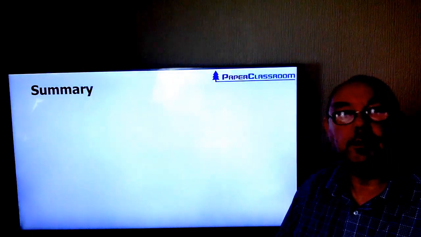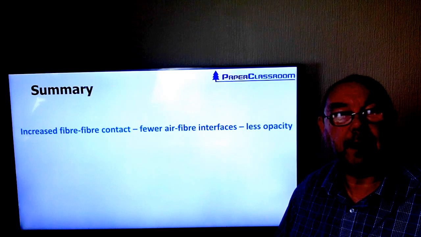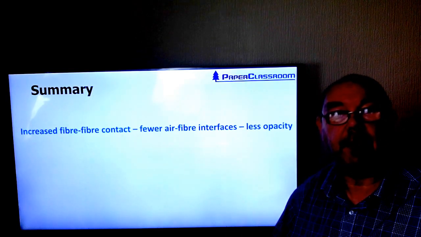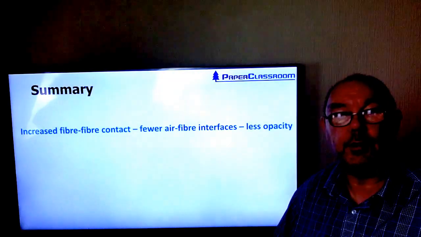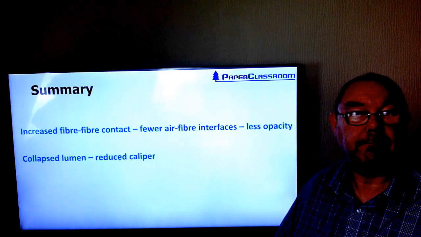So a summary of what we've talked about in this session. Increases in fibre-fibre contact will reduce air fibre interfaces, therefore it will reduce light scattering and therefore it will reduce opacity.